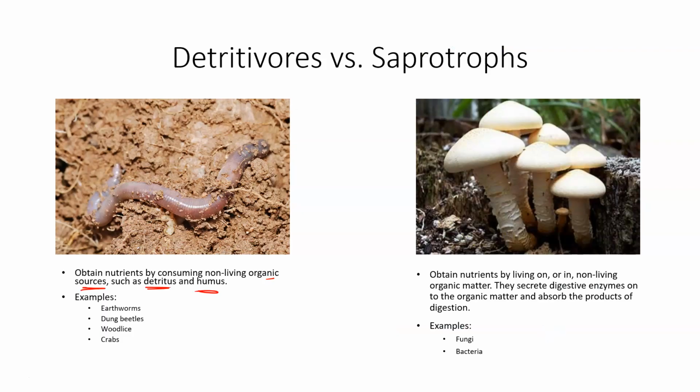You also have the saprotrophs, which are your fungus and bacteria that are actively going to secrete digestive enzymes on the organic matter and absorb the products of the digestion. These are the things that are actively doing the decomposing. So saprotrophs, I want you to think about, are the decomposers. Okay? Detritivores are not decomposers, even though detritivores are typically found in areas where decomposition is happening. The saprotrophs are doing the decomposing actively. The detritivores are just eating the stuff that is being decomposed from or by the saprotrophs.